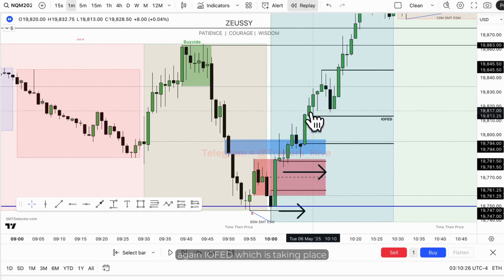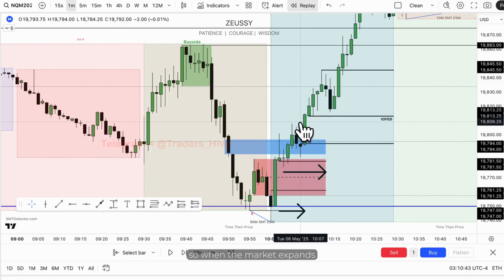This is again IOFED which is taking place, institutional order flow entry drill. Therefore, we should never see the market displace below this BC area again, and particularly this low, because this was a protected low, but that's something which we're going to look at in a bit.